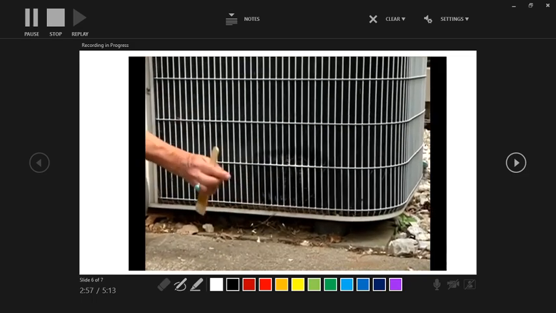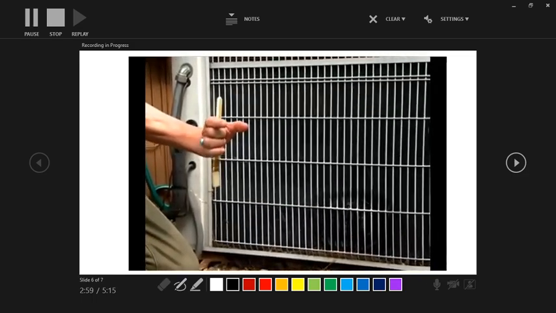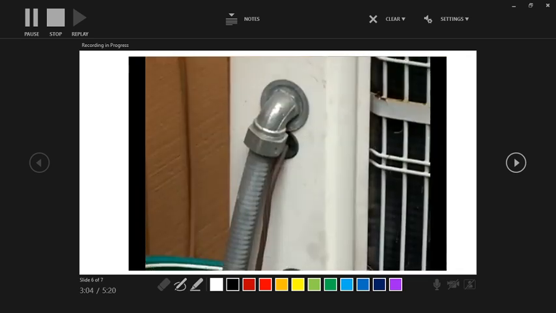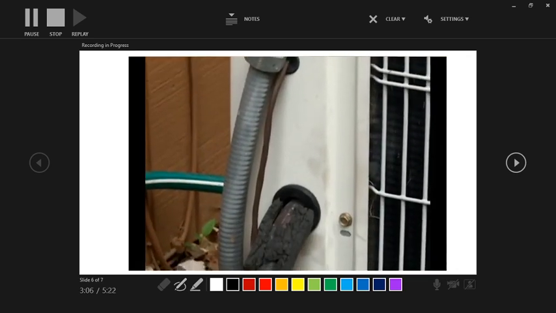But if you see that it's going in pretty deep, these fins can be pretty deep and get pretty well plugged up. You're probably going to have to hire a company to come in and flush that out from the inside. Okay, moving on around the outside of the air conditioner, what else can you look at?